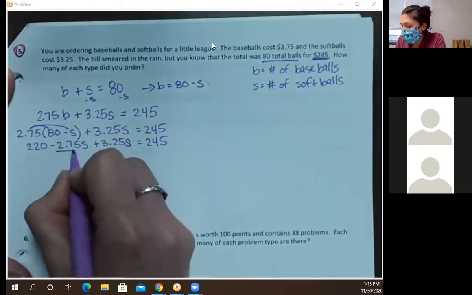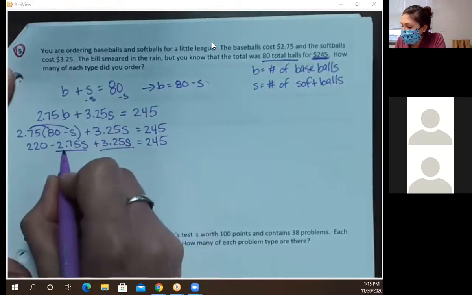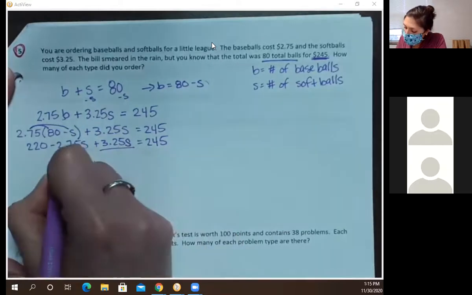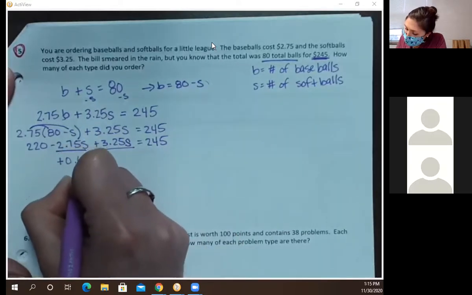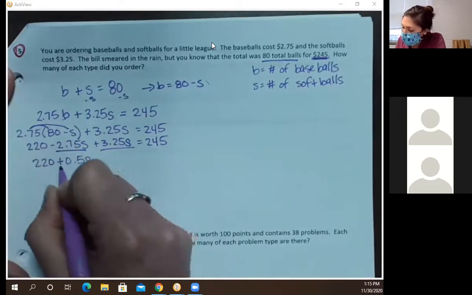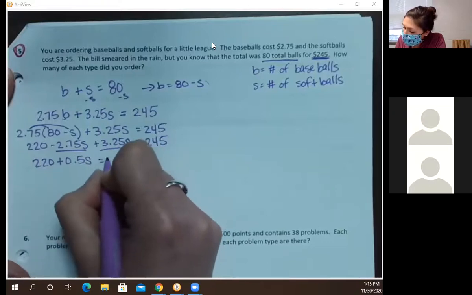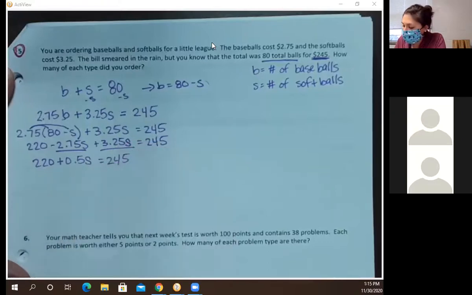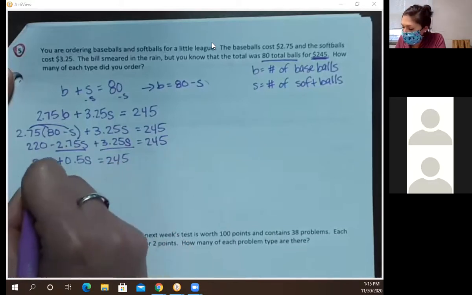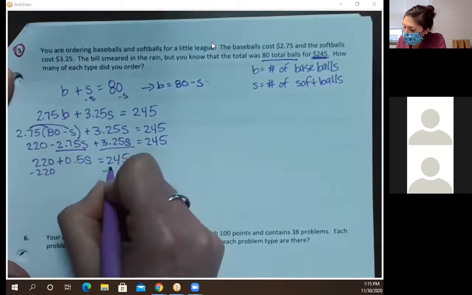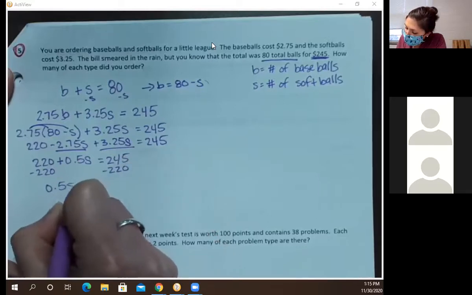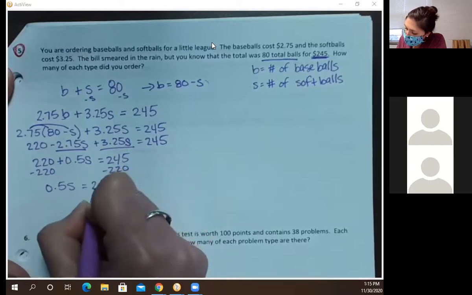Now I'm going to combine my like terms. Negative 2.75 S plus 3.25 S would be positive 0.5 S. So we've got 220 plus 0.5 S equals 245. I want to get that S term by itself, so I'm going to move the 220 over. That means subtract 220 from both sides. And we get 0.5 S equals 25.